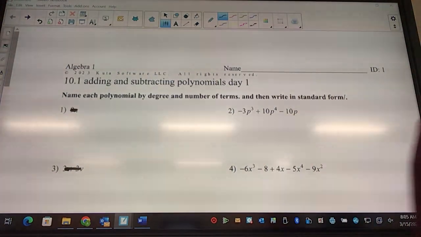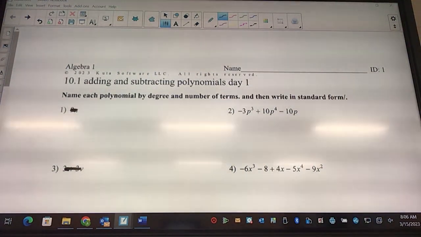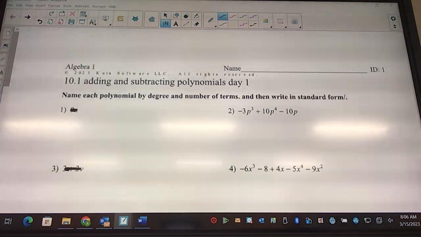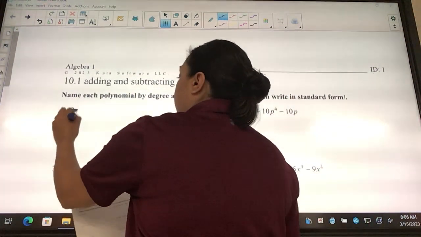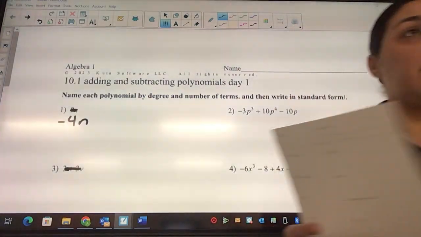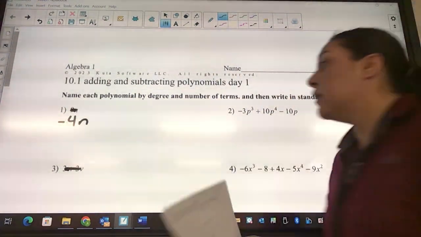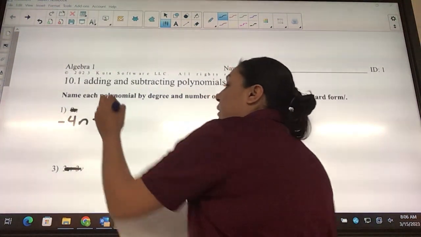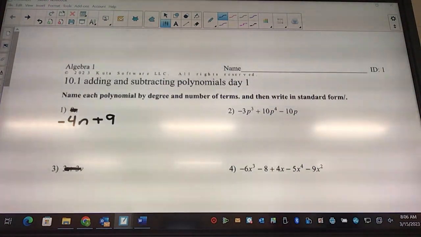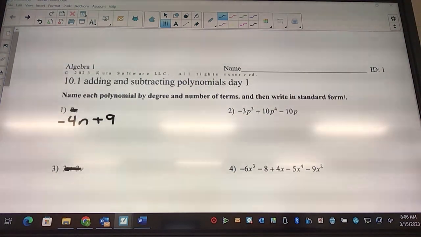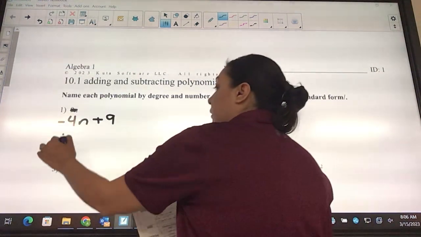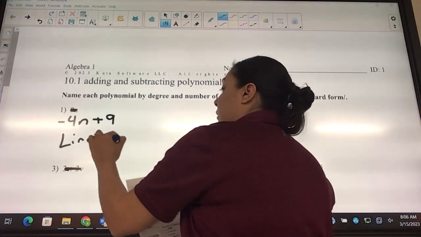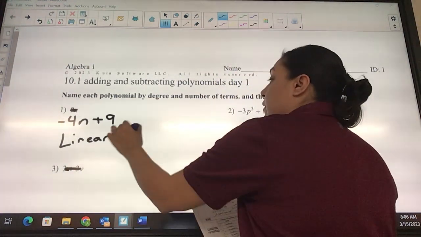Okay, if we look at 1, what's going to be our order? 4n's going to go first, so it's going to look like minus 4n. Then what? Plus 9. Okay, so we've written it in standard form, and now we need to name it. What is my degree? What's the highest exponent I have? Linear. How many pieces are there? 2, so it's going to be a binomial.